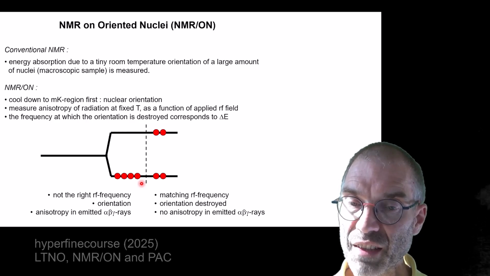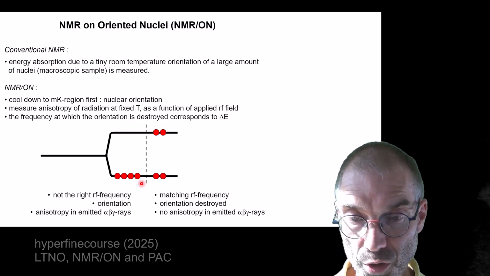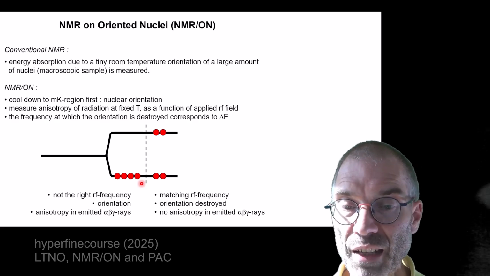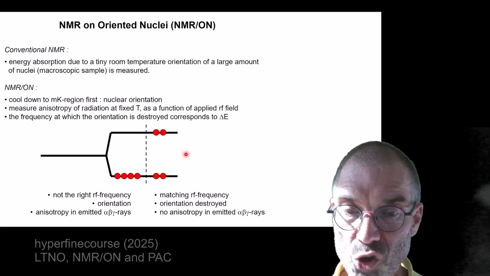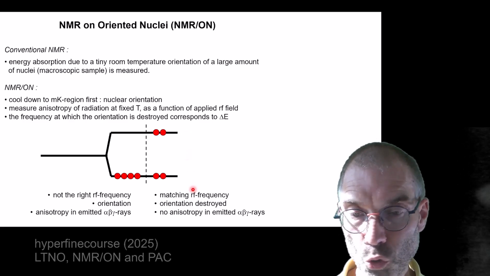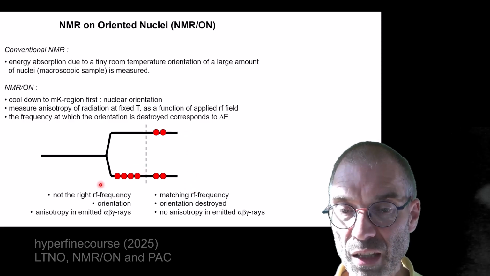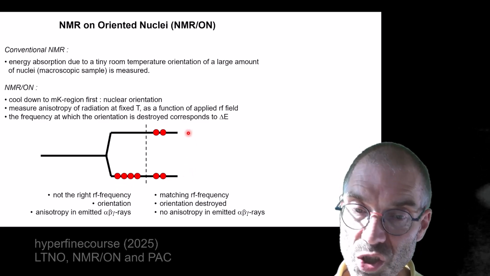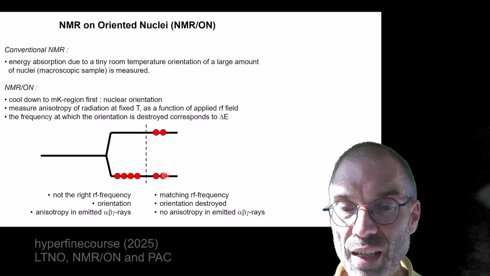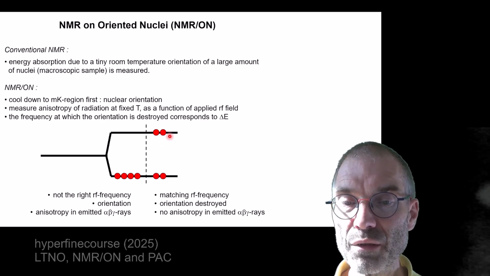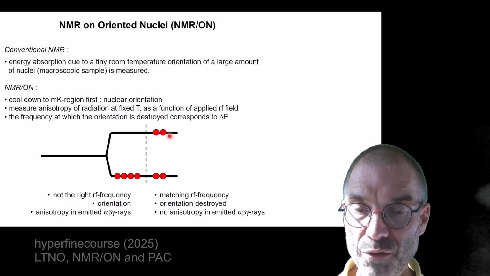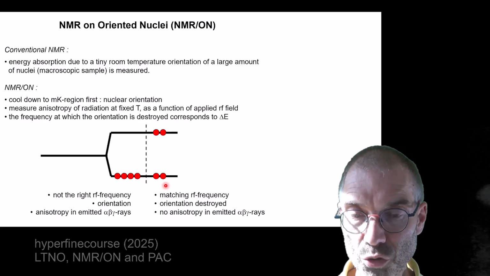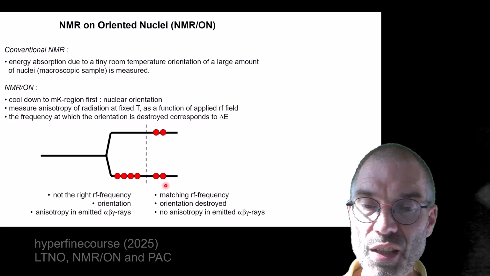Meanwhile, we irradiate the system with radio wave photons, and if the energy of the photon does not match this hyperfine splitting, nothing happens. All nuclei remain in this lowest level. But as soon as we do match this energy difference, then we get an equalization of both levels. And therefore, random orientation and no anisotropy in the detected radiation anymore.